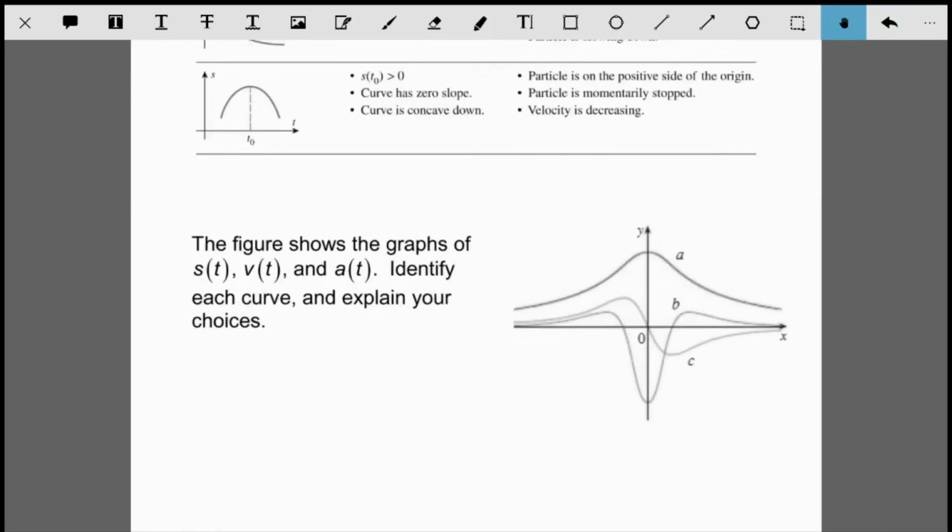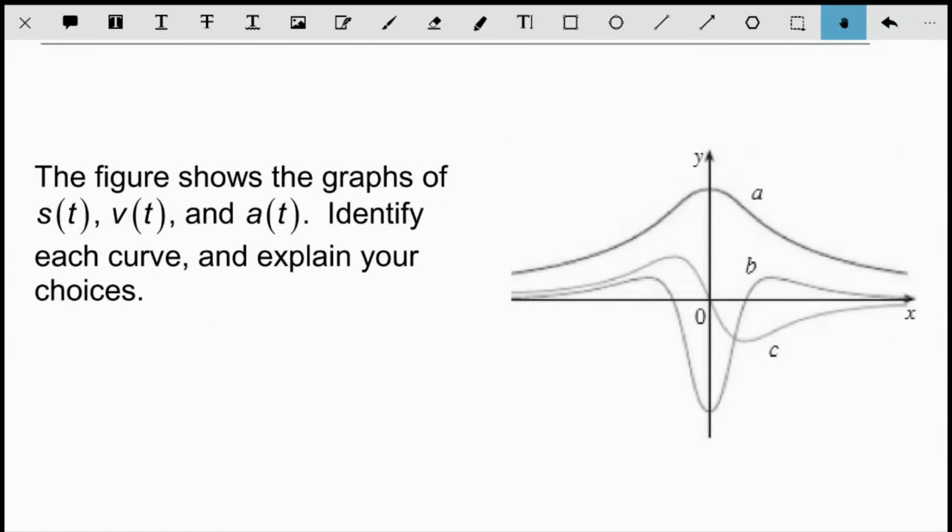All right, so the last thing here is just a little bit of practice. It says the figure shows the graphs of position, velocity, and acceleration. Identify each curve and explain your choices. So what I want you to do is pause the video and think about this for a minute and try to figure out which one should be the position, which one should be the velocity, and which one should be the acceleration. When you come back, I'll show you the solution for that.